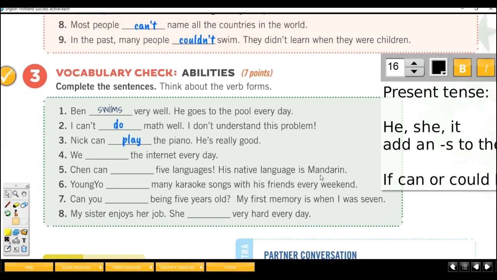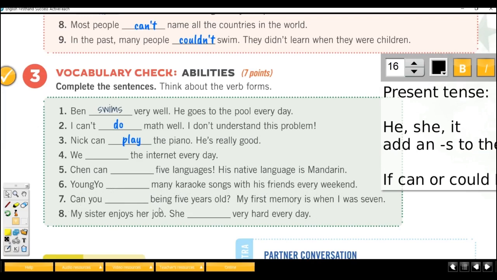그 뭐와 만다린이에요? 중국어예요? His native language is Mandarin. His mother language. This one, Youngyo something many karaoke songs with his friends every weekend. Okay, karaoke 많이 나오는 동사 어떤 거예요? Okay, many karaoke songs with his friends every weekend.